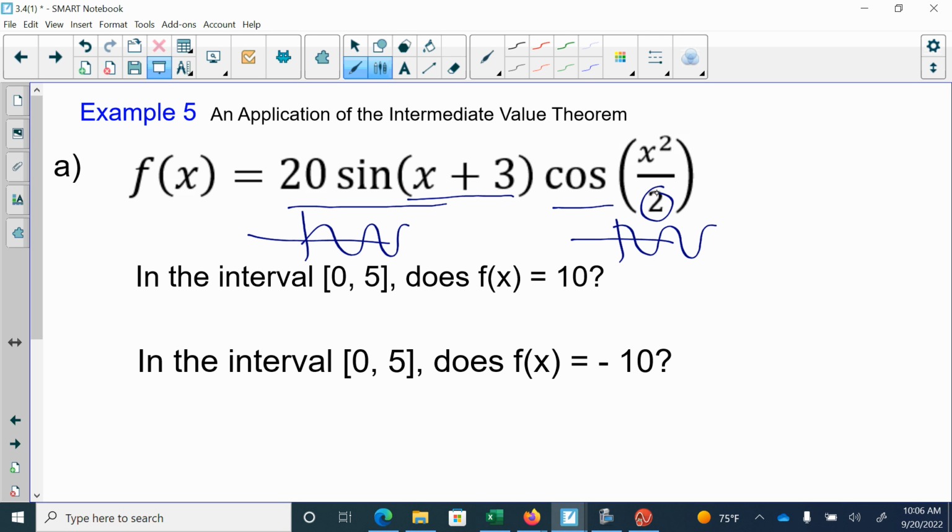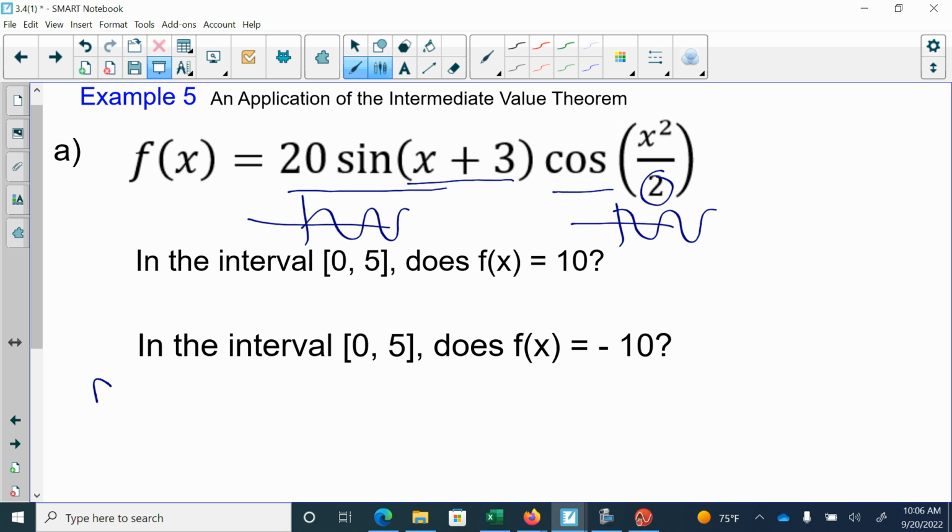Yes? So I am going to have to find f of 0. How am I going to find f of 0? Plug in 0. Am I going to do this the thinking man's way or the hard way? We're going to do the calculator.